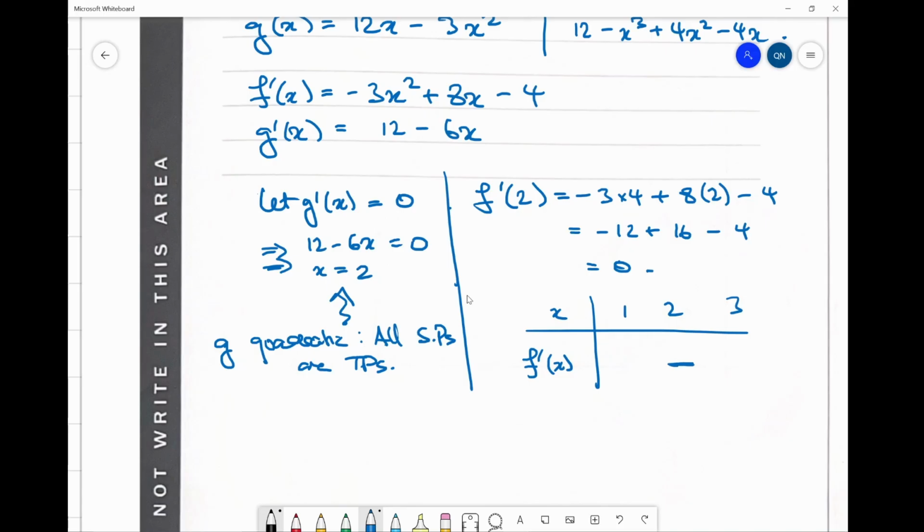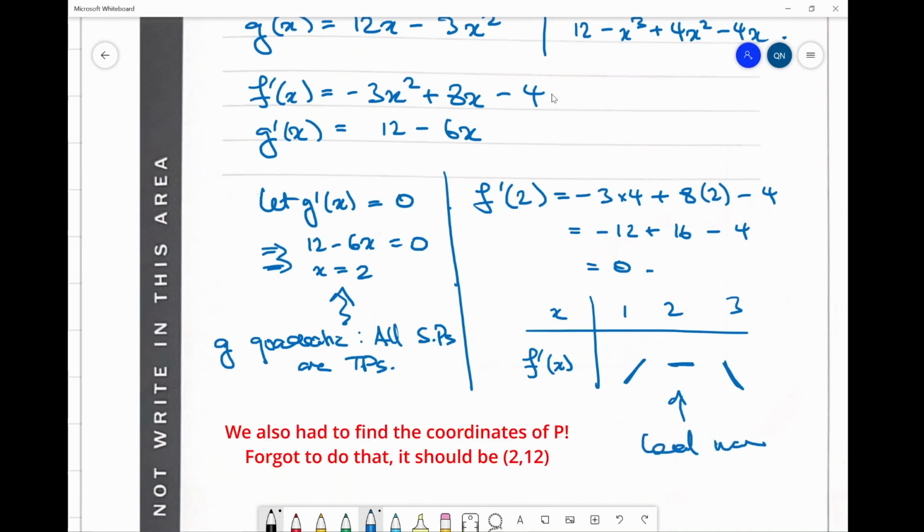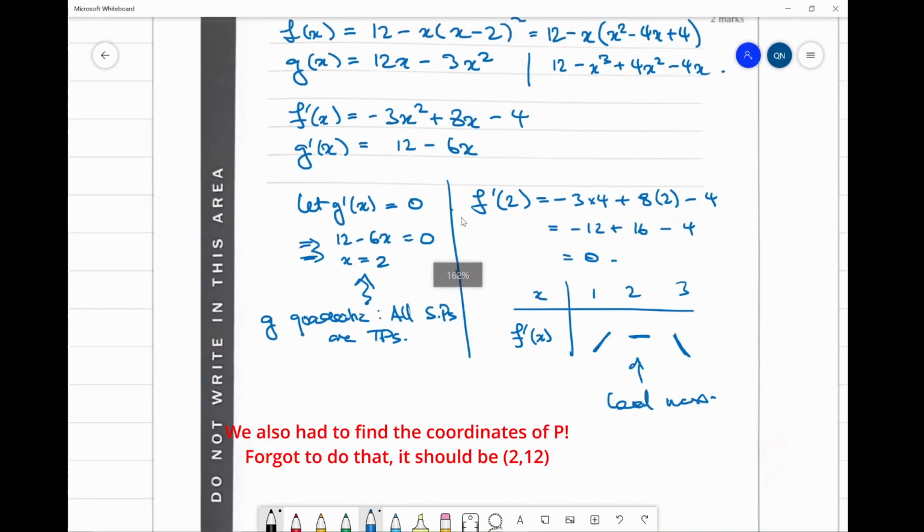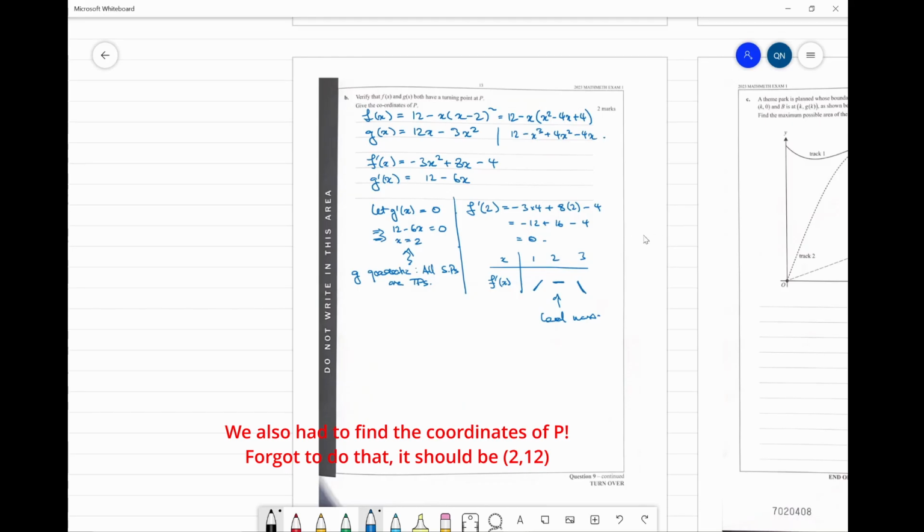Let's plug 1 into the derivative of f, and that's going to give us negative 3 plus 8 minus 4, which is 1, I think. So we're going to get a positive gradient here. If you plug 3 into the derivative of f, you're going to get negative 27 plus 24 minus 4. If you work that out, I think that's negative 7, because you've got negative 3 minus 4, which is negative 7. So negative, so you're going to have a local max. So on the cubic, we can verify that it is indeed a turning point as well.